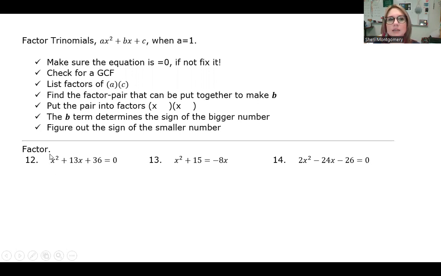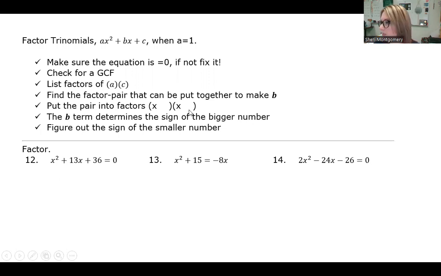In this case, since A is 1, it's always going to be 1 times the last number. C is that position. See how this is the format, just the formula for a quadratic? So we're going to list factors of A times C, like 1 times whatever that last number is. Next, we find a factor pair that can be put together to make B. I'm going to go through all this with you.